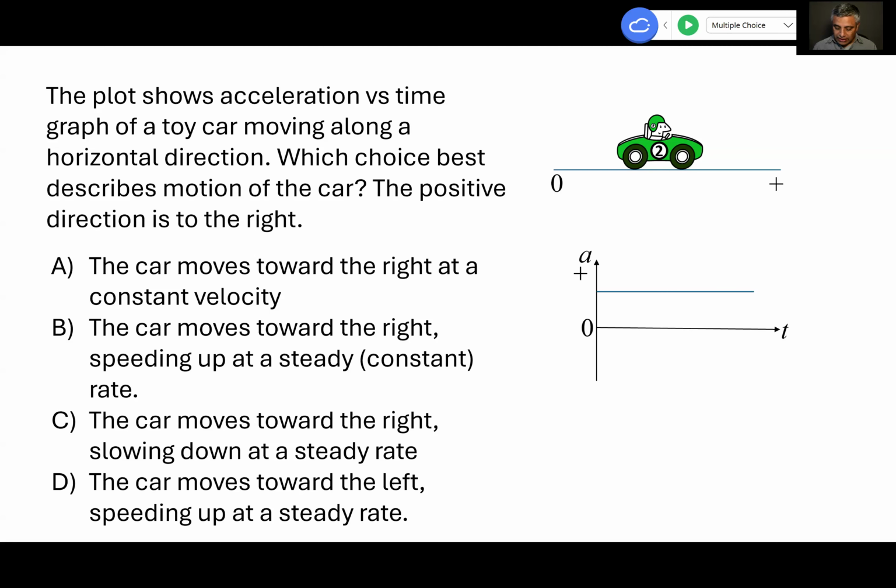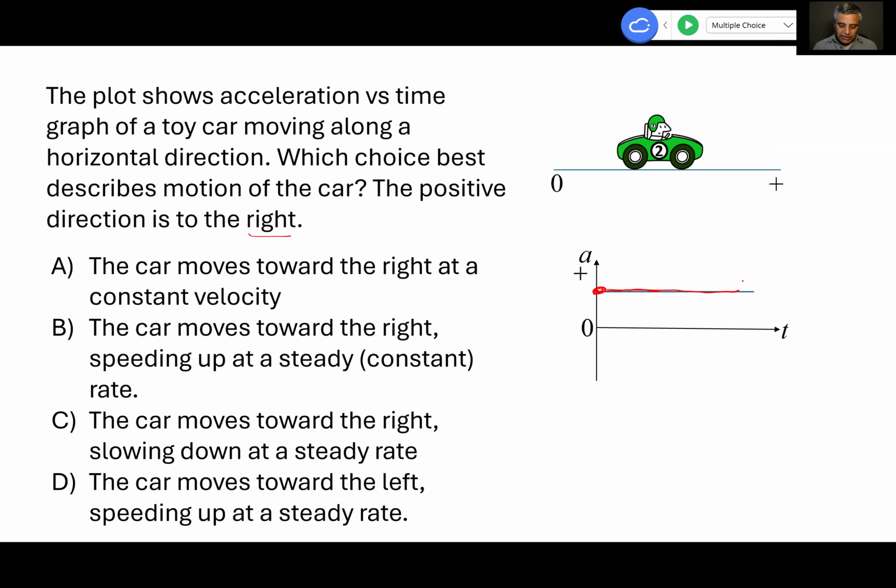So in this case, acceleration is positive, which gives the direction of acceleration. Positive means right, so acceleration is to the right. And it is not 0, it is positive. So acceleration is to the right and non-zero. Non-zero acceleration means velocity is changing.